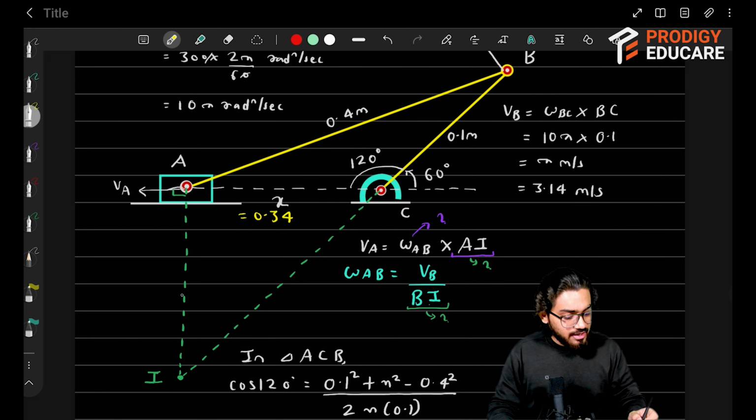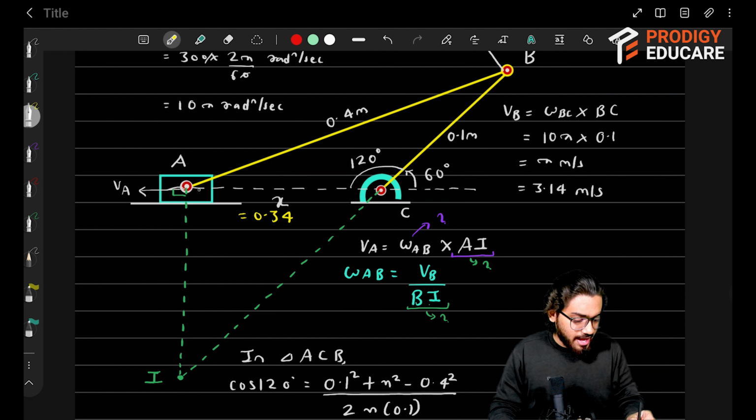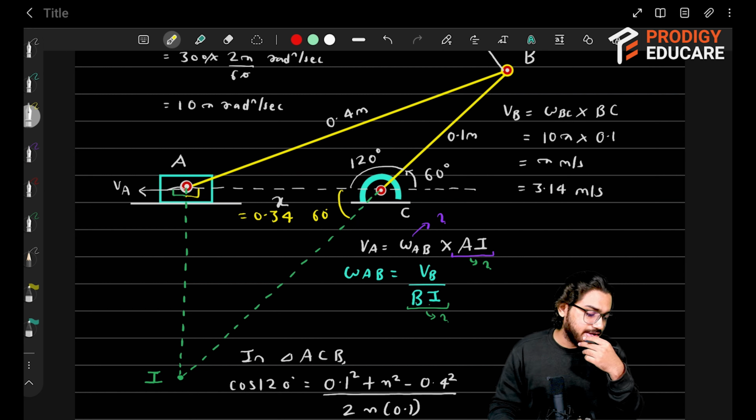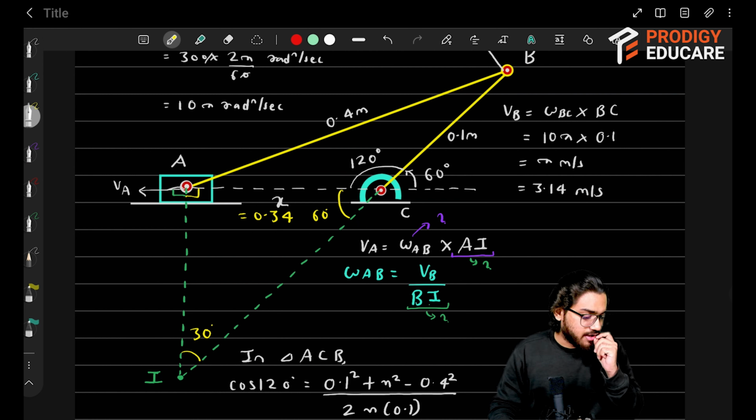Now consider triangle AIC. We know that angle A is 90 degrees. Also, these are vertically opposite angles, so if this angle is 60 degrees, this angle is also going to be 60 degrees. So if this angle is 90 degrees and this angle is 60 degrees, this particular angle is going to be, by the angle sum property of a triangle, addition of all the angles of a triangle should be 180 degrees. So 180 minus 60 minus 90, this particular angle is going to be 30 degrees. So it's a nice 30, 60, 90 triangle.